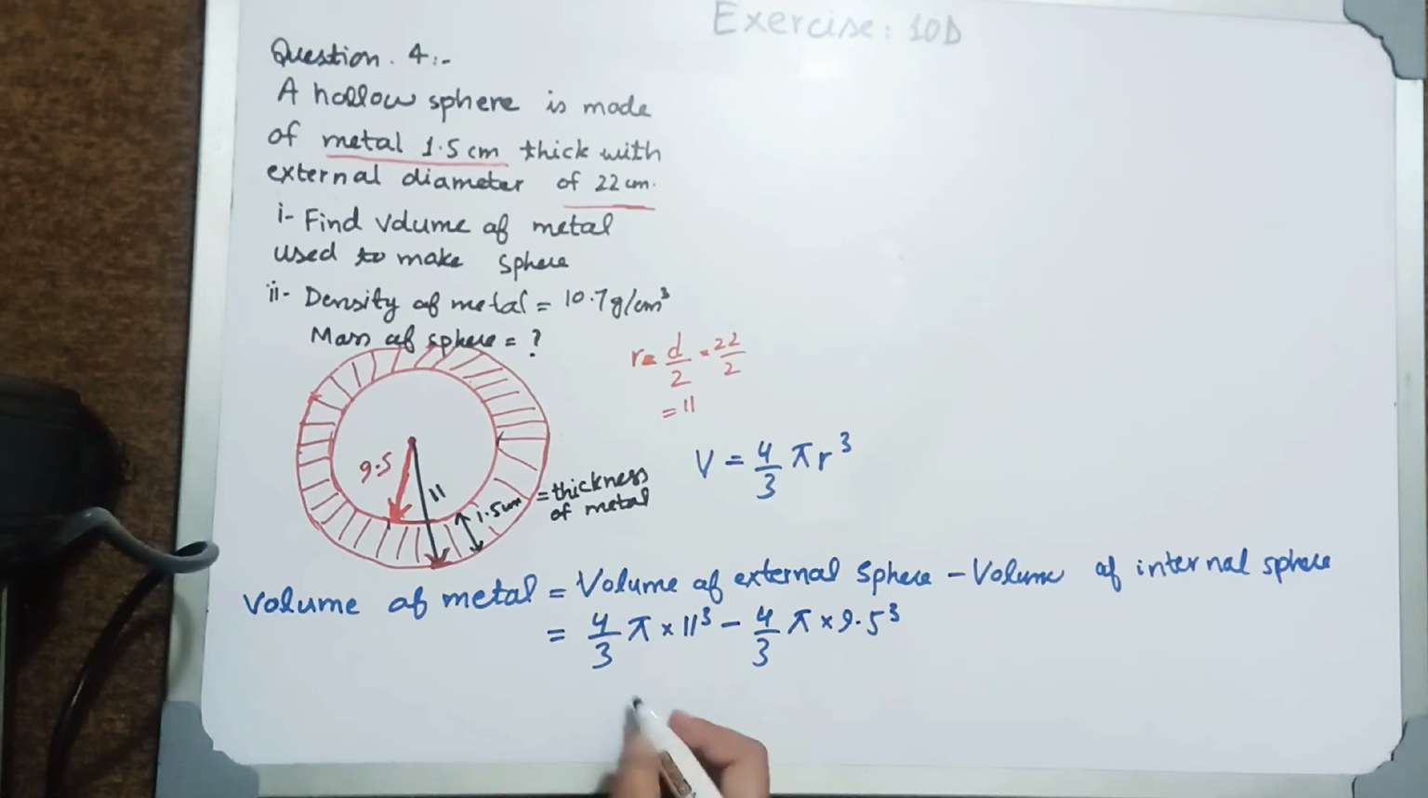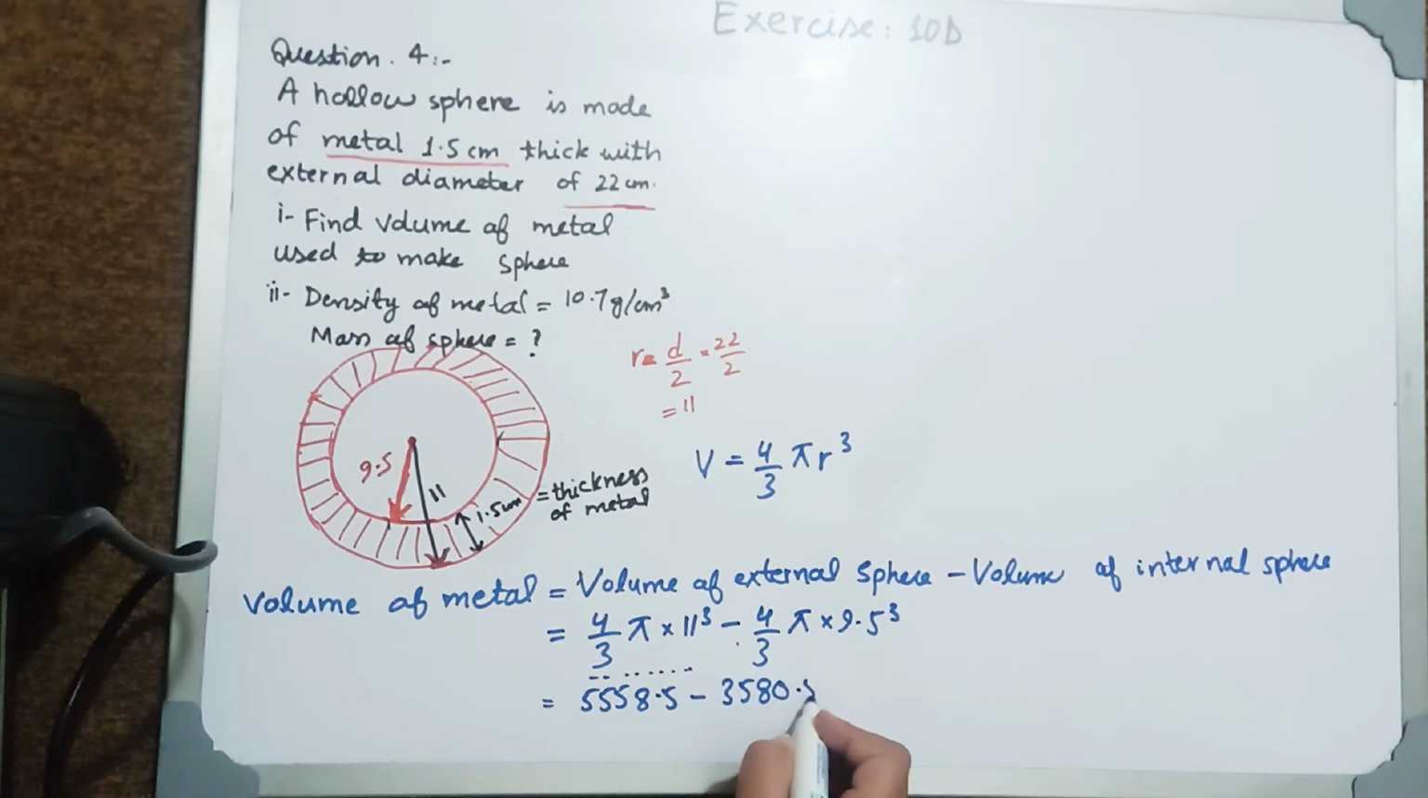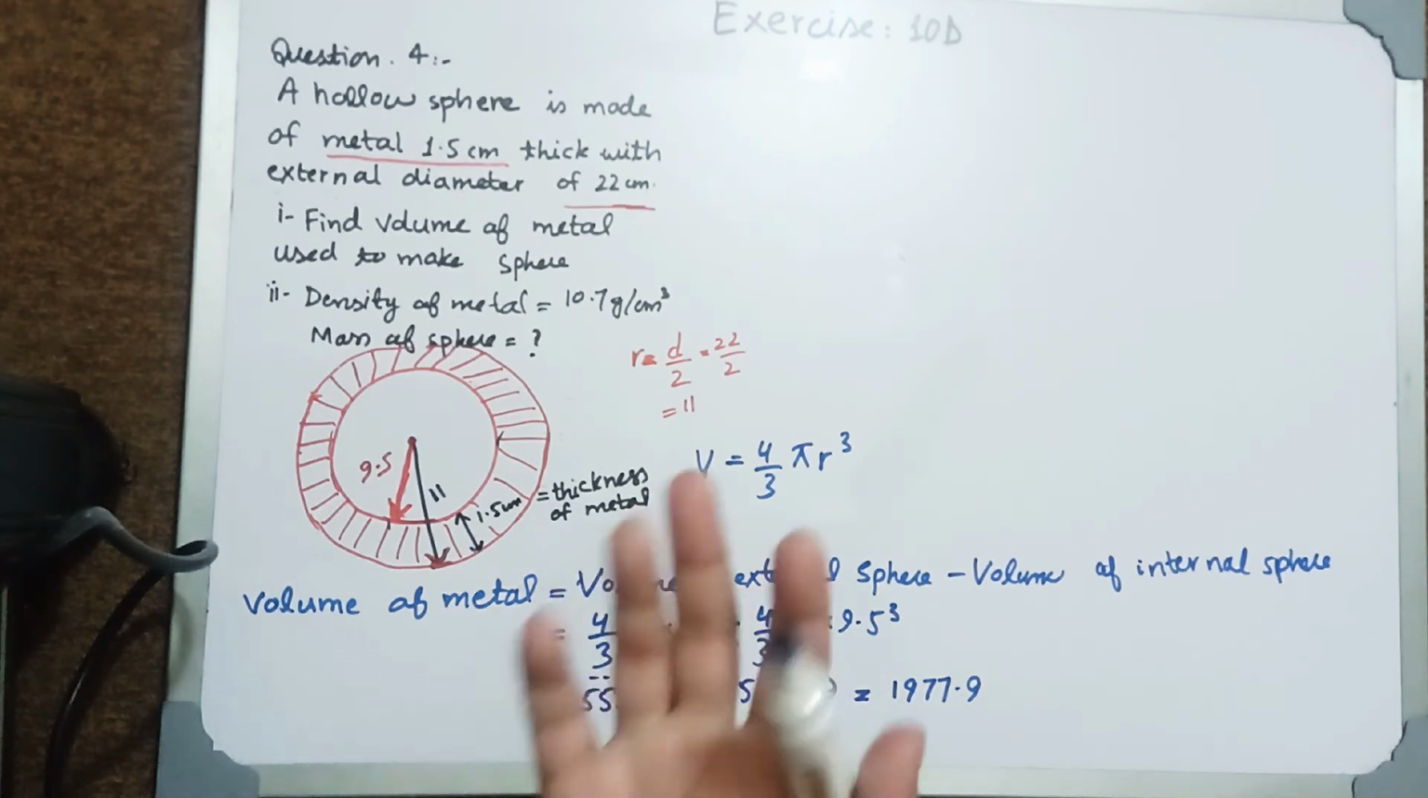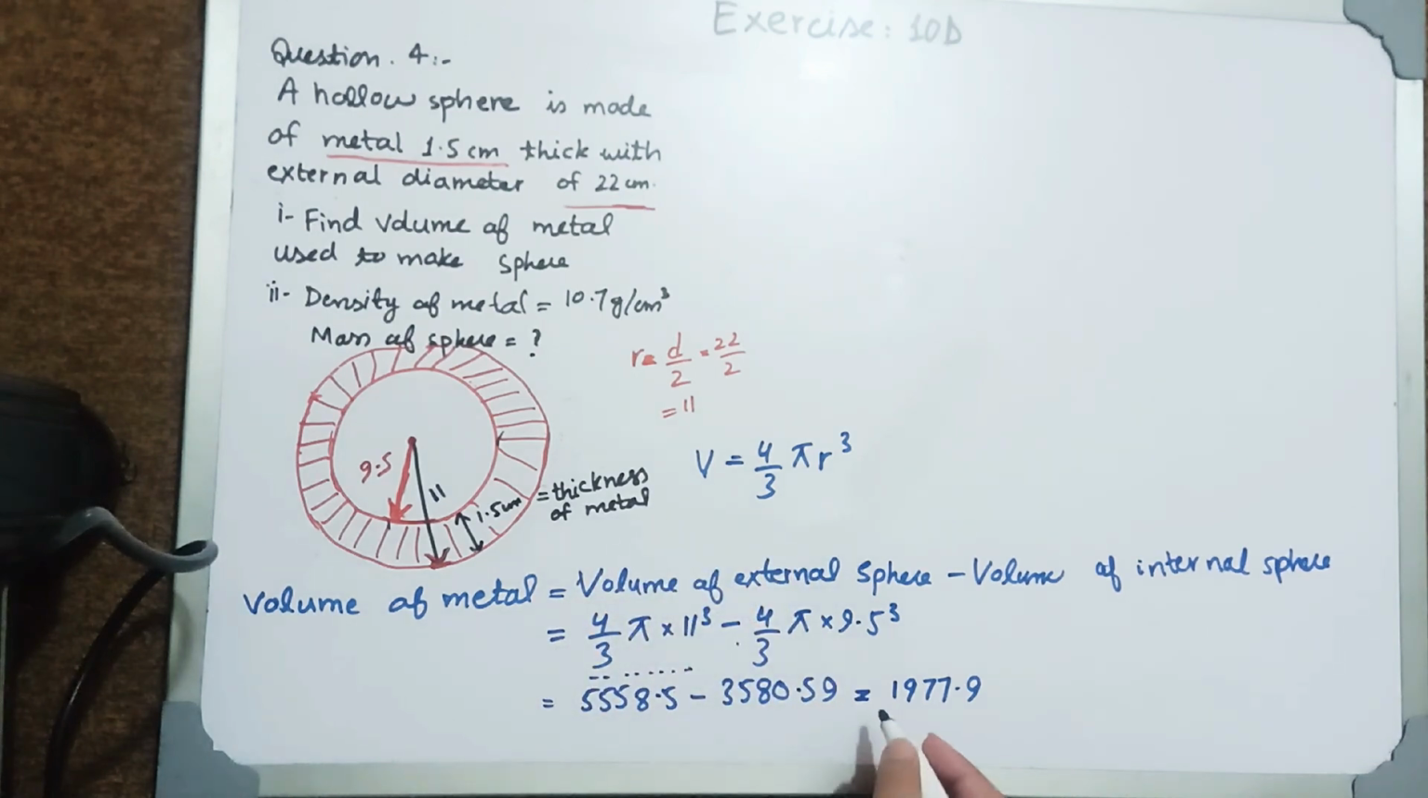Okay, so now let's substitute the values here. On solving, this term will give you 55558.5, and this term will be, and on subtracting these you will get your answer 1977.9. In the question they have asked you to write it in scientific notation up to 3 significant figures. You will round it off to 3 significant figures and it will be 1980.